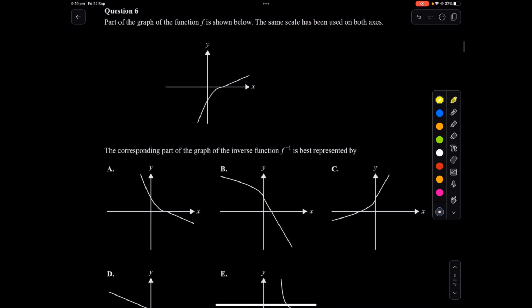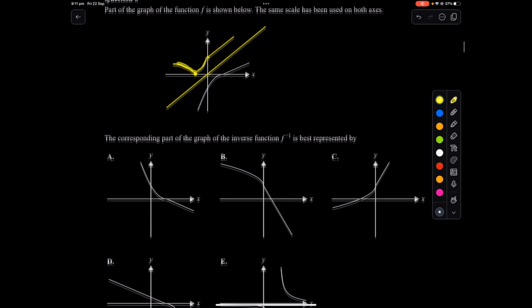Part of the graph of the function f is shown below. The same scale has been used in both axes. The corresponding part of the graph of the inverse is best represented as which? So I'm just going to draw y equals x, and I'm just going to reflect it. If I was reflecting this, it will look something like this. It will also have something like this, and something like this, if I'm not mistaken. If I was estimating.